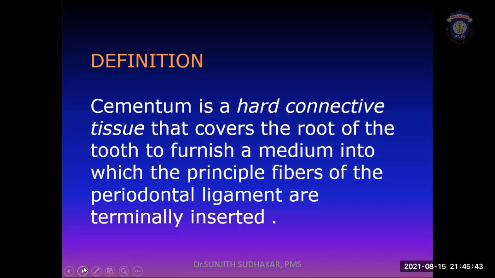What is its primary function? It acts as a medium into which the principal fibers of the periodontal ligament are terminally inserted. The ends of the principal fibers are inserted into the Cementum, because the fibers cannot be inserted into the pulp or the dentine. The other terminal insertion occurs into the alveolar bone. So the fibers are inserted on one side into the bone and on the other side into the tooth, on the medium called Cementum.